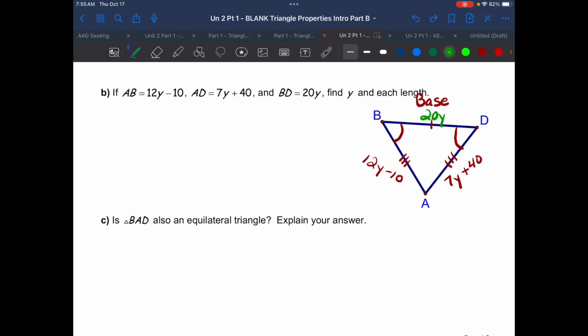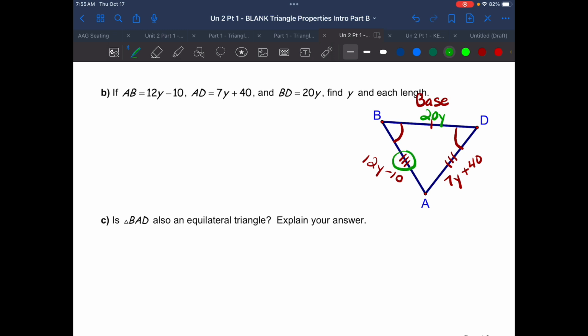So what I want you to understand is, guys, when we add these up, that's perimeter. Perimeter could be anything. But let's take a look at our markings here. Do we know any relationships between the side lengths here? Well, I know that 20y is different than the other two. All right, that doesn't really help.